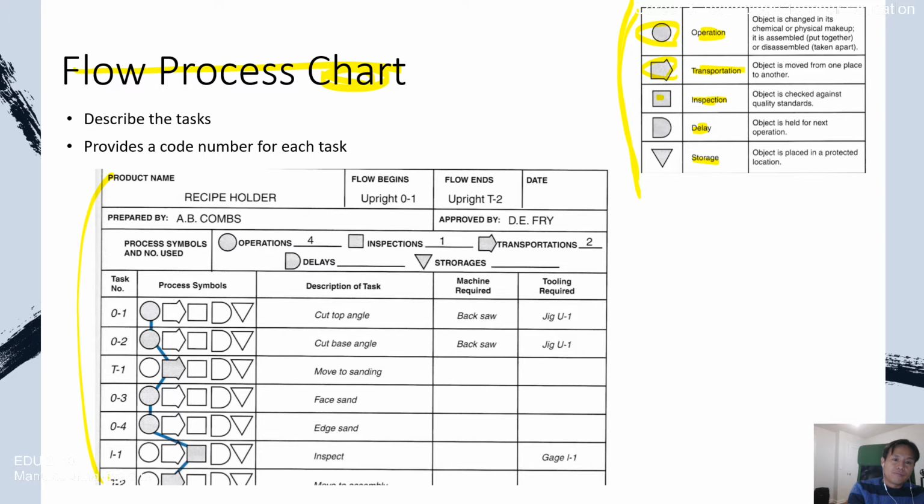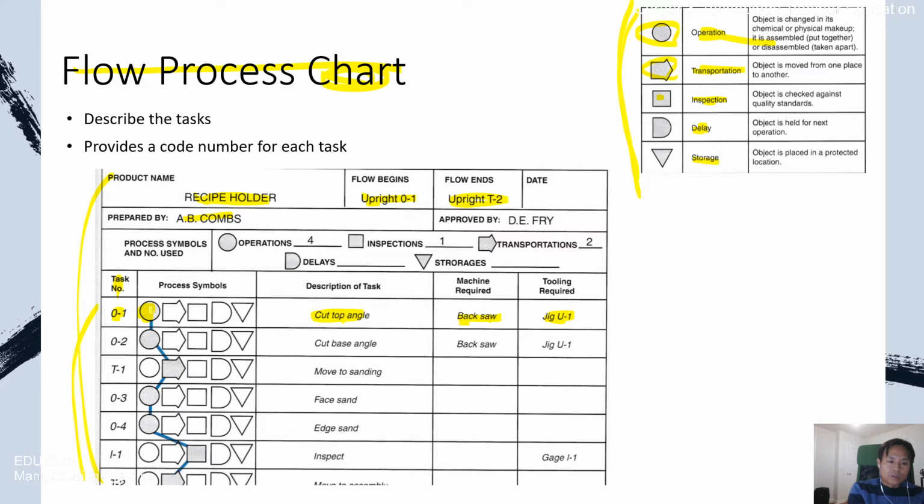So this is an example of a flow process chart. It has a product name, and then where the flow begins, the number, the name of the flow, and where the flow ends, and then the name of the preparer. It shows a task number. So for example, 01 starts with this one. This is an operation. The operation means cut top angle, and the required machine is a back saw and tooling jig U1.